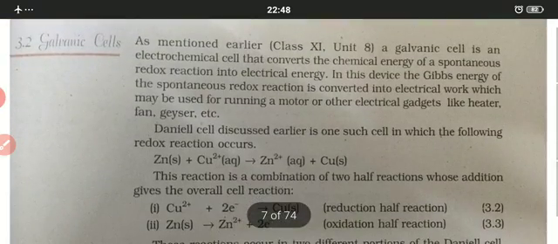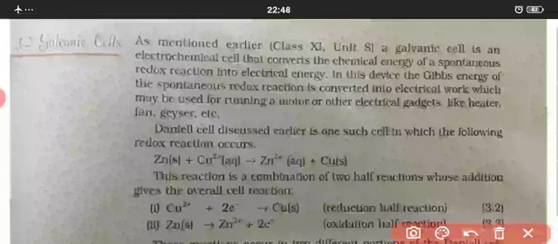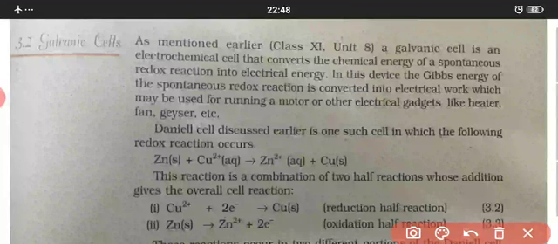Now, what is a galvanic cell? As we discussed, a galvanic cell contains zinc and copper electrodes, where the zinc electrode is dipped in a solution of zinc sulfate, while the copper electrode is dipped in an aqueous solution of copper sulfate.